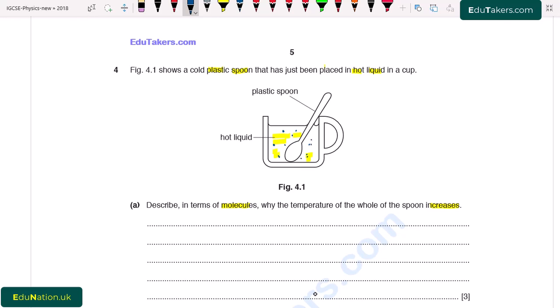So here is the spoon and also the molecules of this liquid. The molecules of the hot liquid collide with the surface of the spoon and then transfer energy to their molecules. So these are the molecules colliding with the surface of the spoon, and the spoon also has molecules. These molecules transfer their energy to the molecules of the spoon. So the vibration of the spoon molecules increases because they gain energy, and when the vibration increases, the temperature of the whole spoon increases.